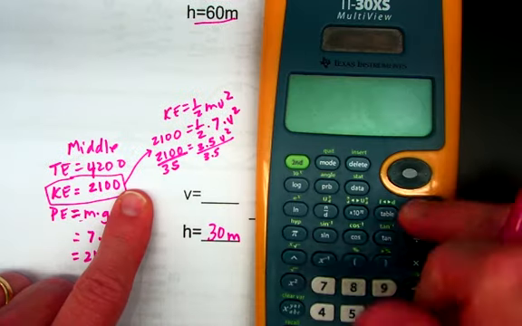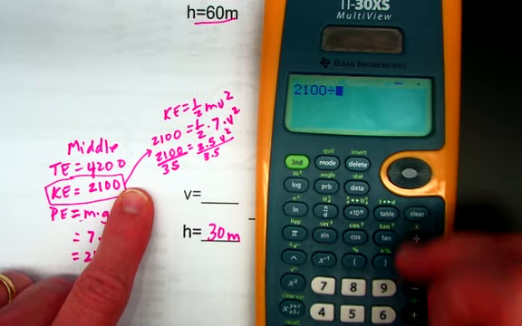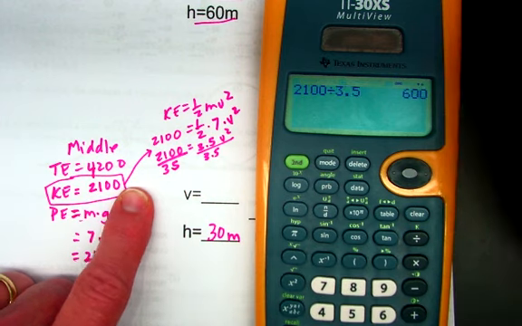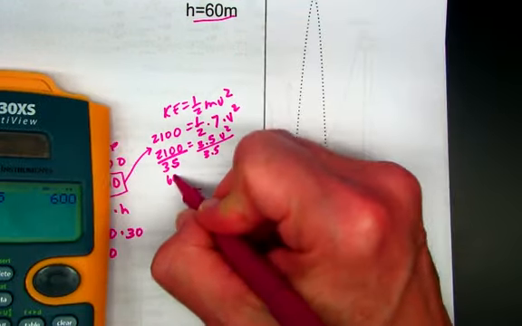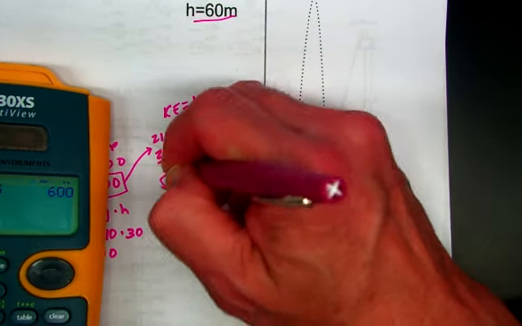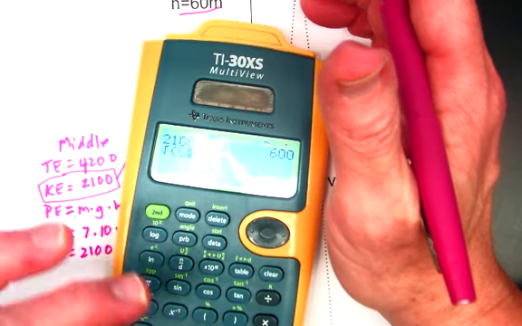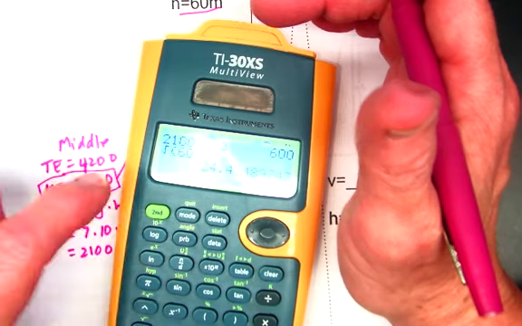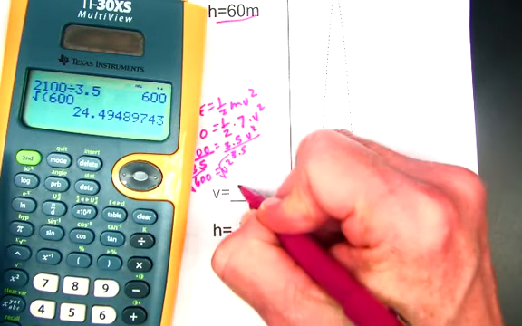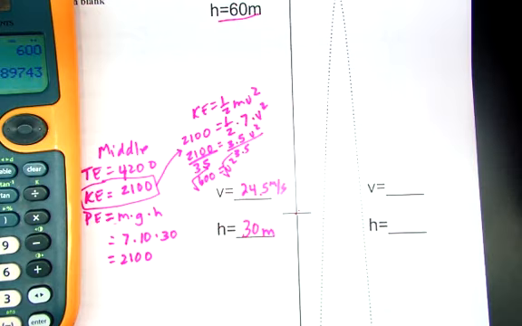So I'm going to do that with my calculator. 2100 divided by 3.5 equals 600. So I have 600 equals v squared. Then I have to remember to take the square root of both sides. So I take the second function square root button, and then I can either enter 600 or I can just do second function answer, and it would get me the same thing. So I end up with 24.5 meters per second is my speed halfway down.